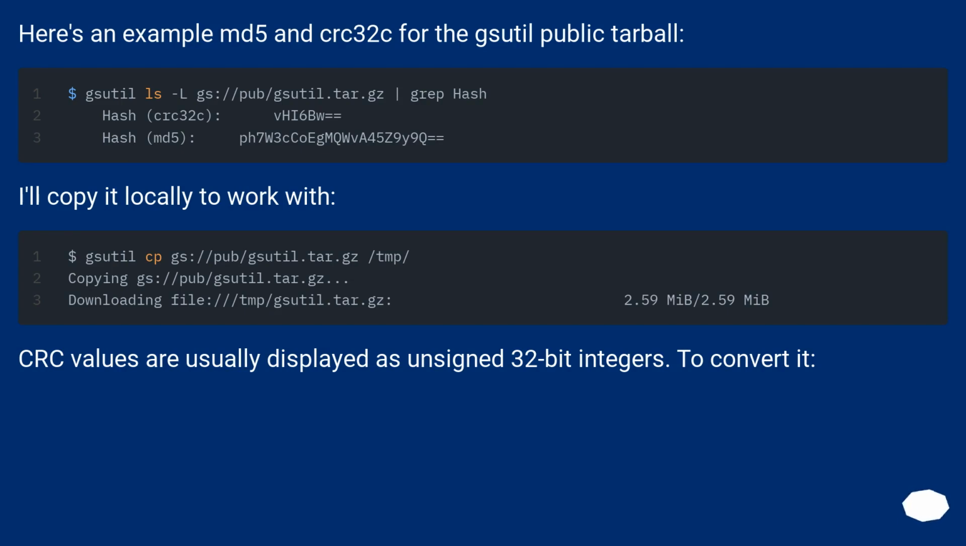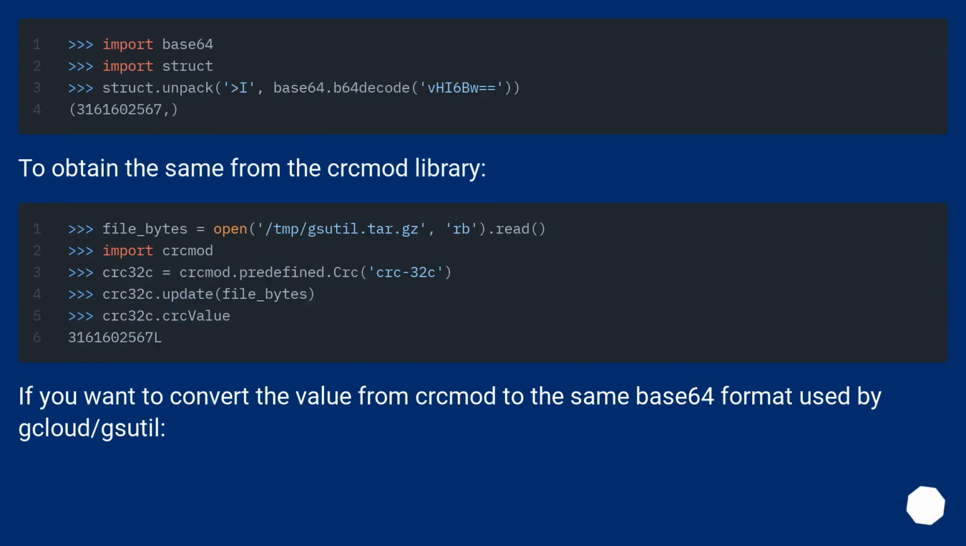CRC values are usually displayed as unsigned 32-bit integers. To convert it, to obtain the same from the crcmod library, if you want to convert the value from crcmod to the same base 64 format used by cloud/gsutil.